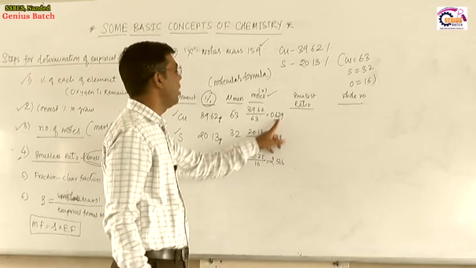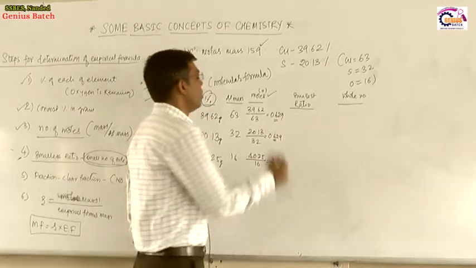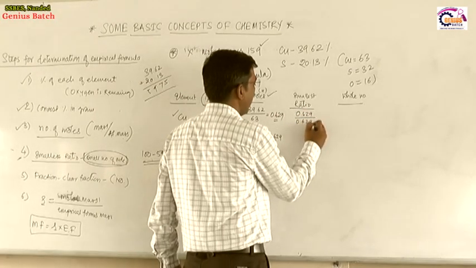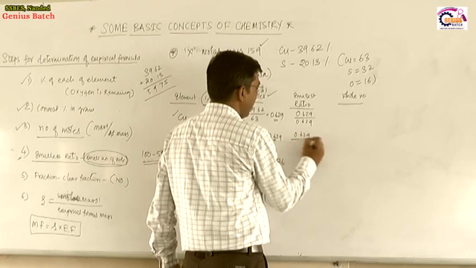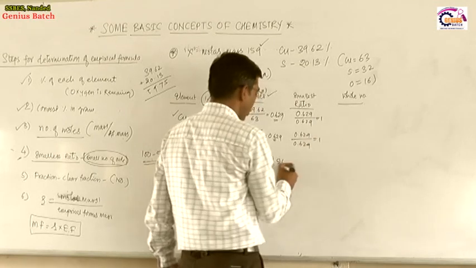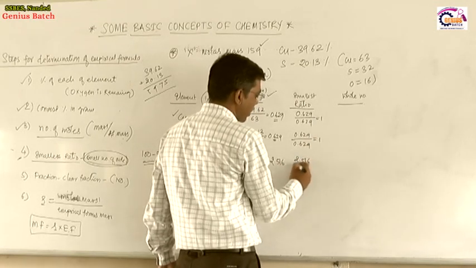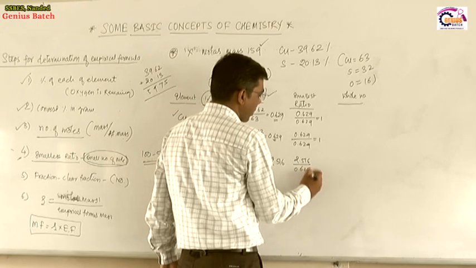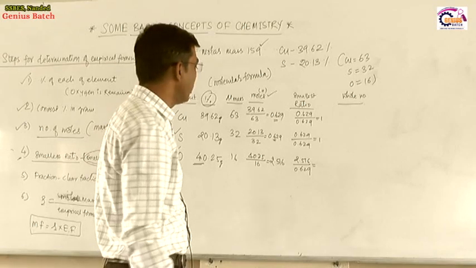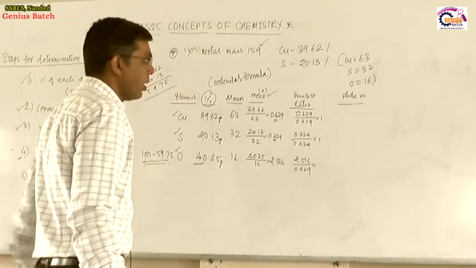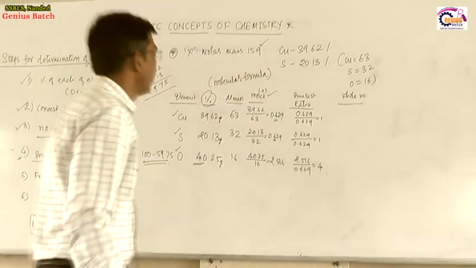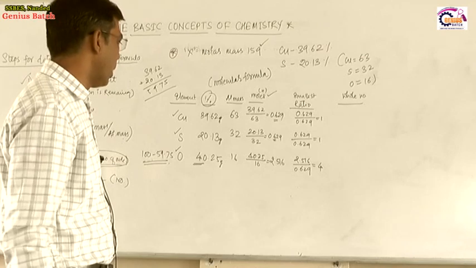Here 0.629 and 0.629 are the smallest. So divide each by 0.629. 0.629 divided by 0.629 is equal to 1, another is equal to 1, and 2.516 divided by 0.629 is almost equal to 4. 6 4s are 24. So this is equal to 4.